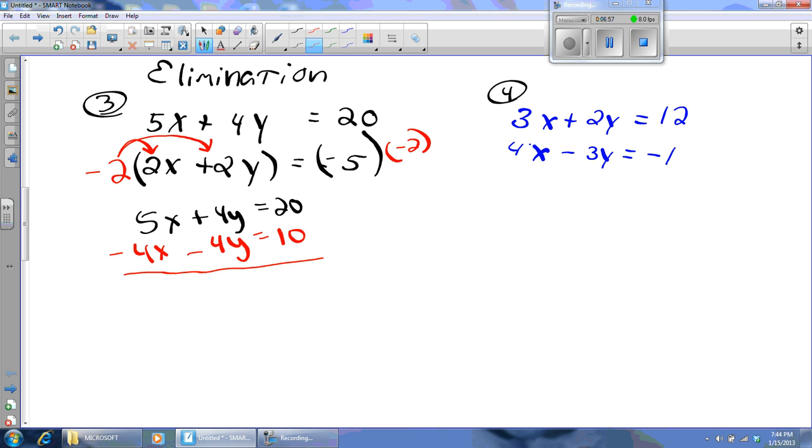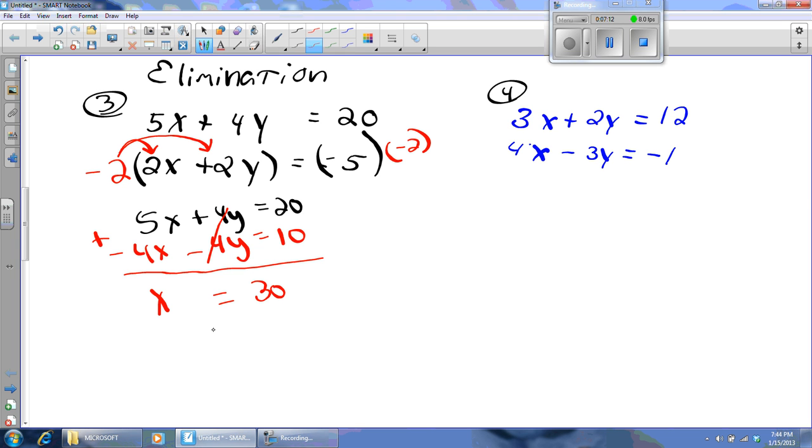Going to add my two equations together. 5x plus a negative 4x is x. These cancel. 10 plus 20, 20 plus 10 is 30. The x-coordinate of where they cross is 30.